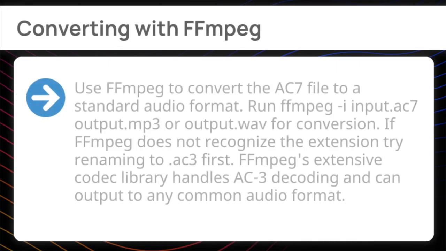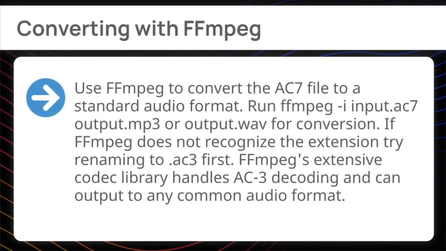Next, converting with FFmpeg. Use FFmpeg to convert the AC7 file to a standard audio format. Run ffmpeg -i input.ac7 output.mp3 or output.wav for conversion. If FFmpeg does not recognize the extension, try renaming to .ac3 first. FFmpeg's extensive codec library handles AC3 decoding and can output to any common audio format.